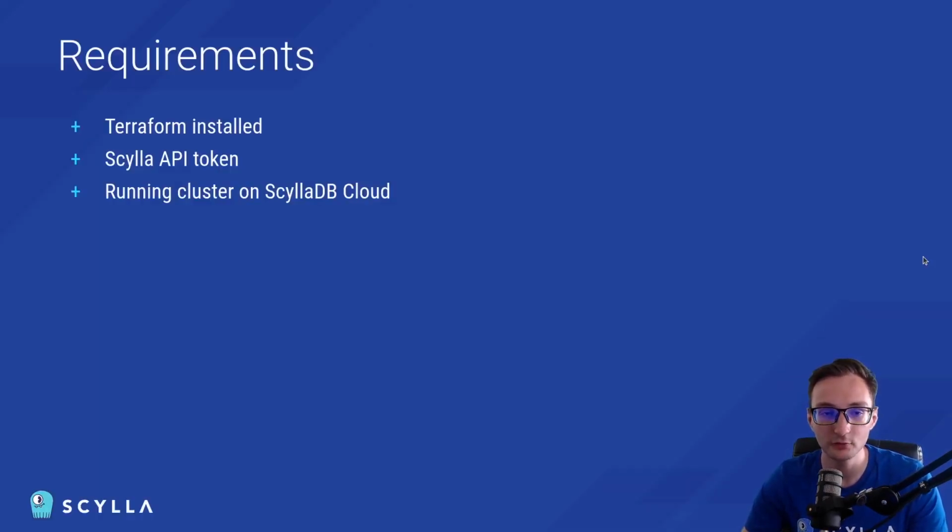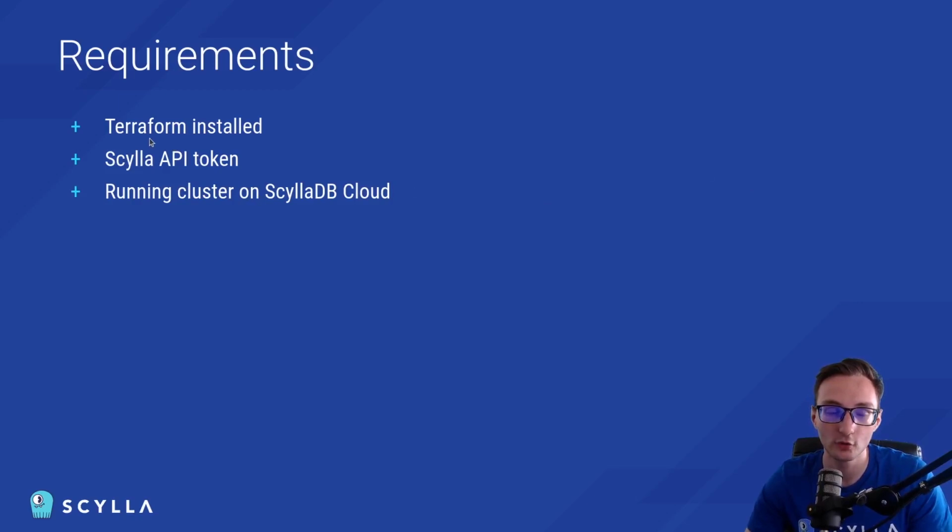Before we get started, a few requirements. First of all, obviously you will need to have Terraform installed on your machine. I will put a link in the description that leads you to the Terraform documentation if you haven't installed Terraform already. Then the other important requirement is that you will need to have a Scylla API token. I will also put another link in the description that shows you how you can obtain a Scylla API token. And then finally, you will need to have a running cluster on ScyllaDB Cloud. Now, if you have followed the previous video where we created a new cluster using Terraform, you should already have a cluster on ScyllaDB Cloud.